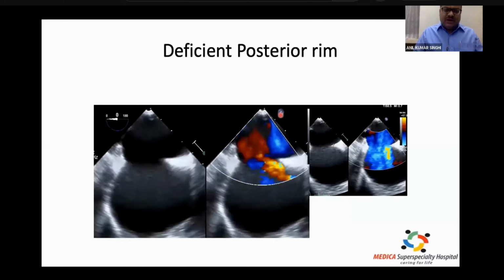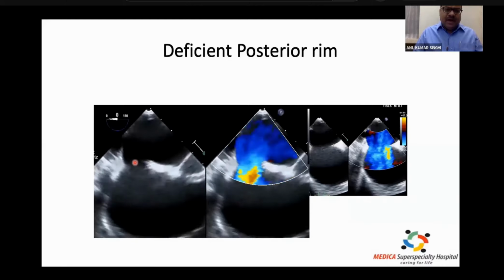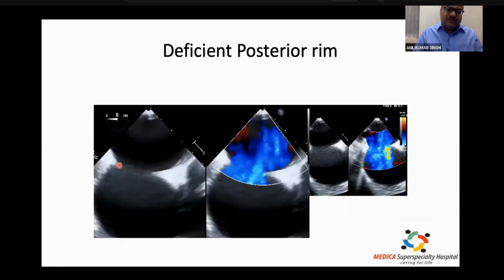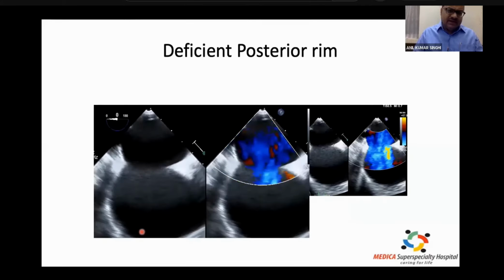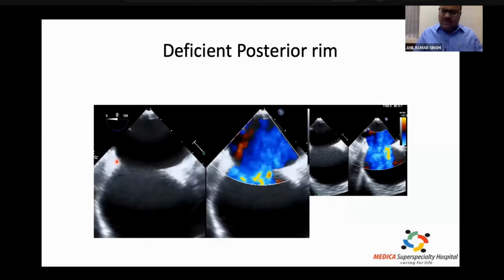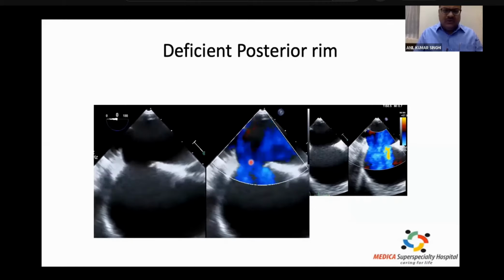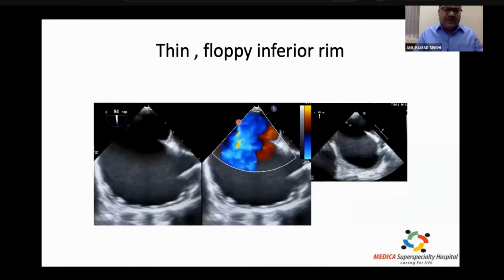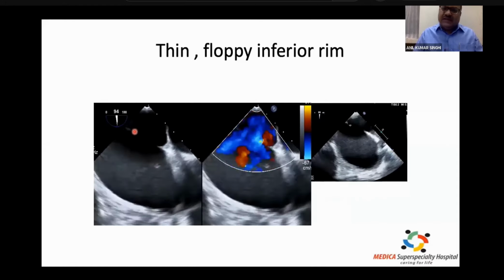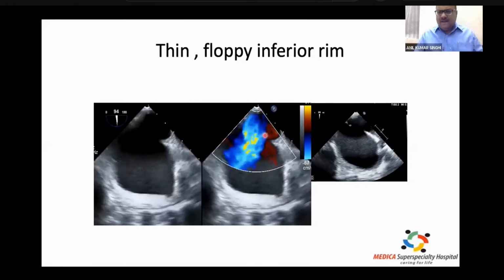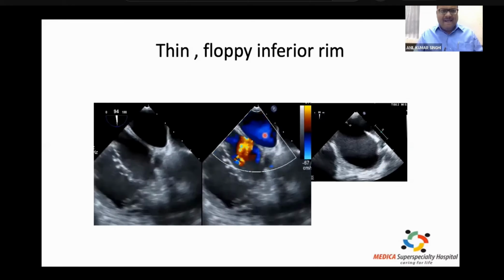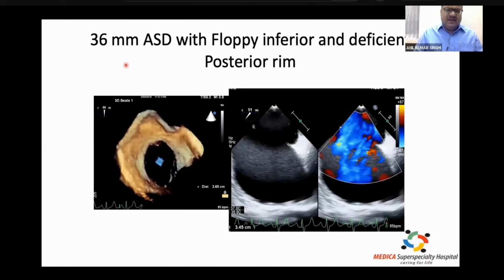In the transesophageal echocardiogram, I could appreciate there is a small nubbin of tissue posteriorly. This is in the 0 degree view. This is RA, this is LA, and this is a posterior small nubbin of tissue. In the 90 degree, I could appreciate there is a floppy margin, very thin IVC rim. The shunt was mainly left to right. So 3D and 2D in combination, finally a 36 millimeter ASD with floppy and deficient posterior-inferior rim.